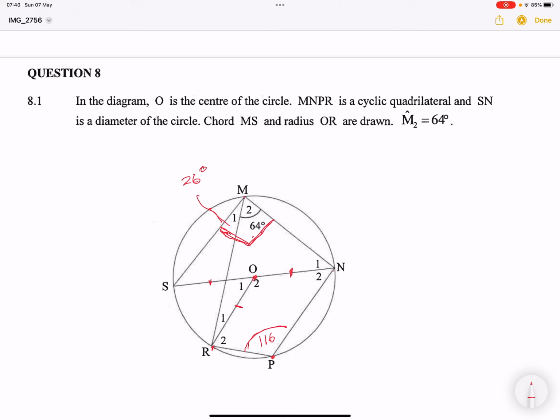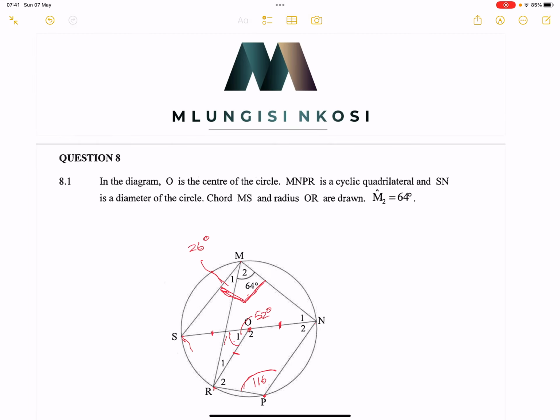That is M1, and I can already see that I will get another angle, which is O1. Can you see? That's angle at center is twice angle at circumference, because they are subtended by the same arc there. So as a result, O1 will be twice 26, and twice 26 should give us 52 degrees. Anything else that we can note on that diagram? Well, nothing else necessarily. Let's have a look at what questions they asked.